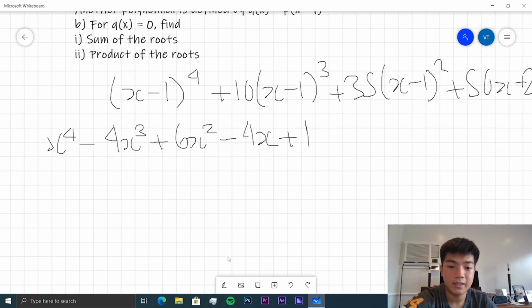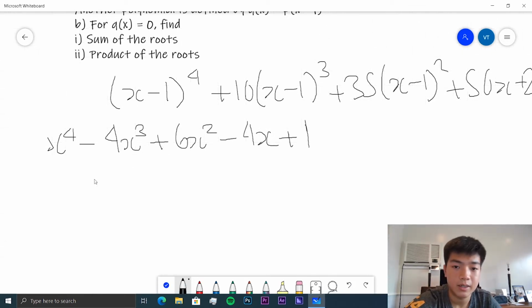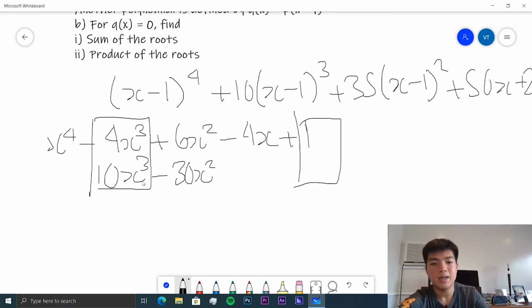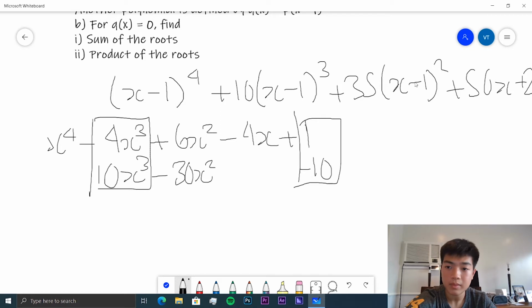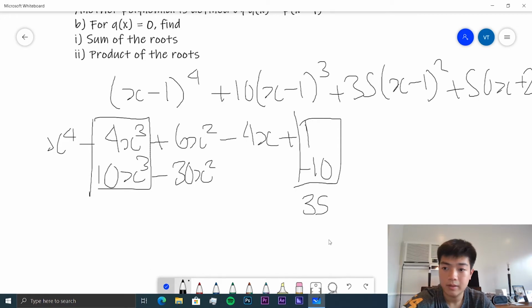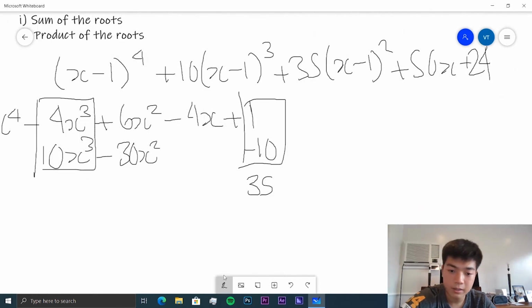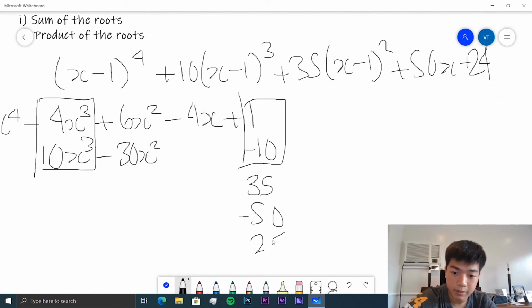And then we have to add to this 10x cubed. So this would be 10x cubed minus 30x squared. But we really only care about this term and this term, so I'm going to skip the middle terms. So this is 10x cubed minus 10. We have to take the last one from this, so this is plus 35. And then we have 50x minus 1. So this is minus 50. And then plus 24.